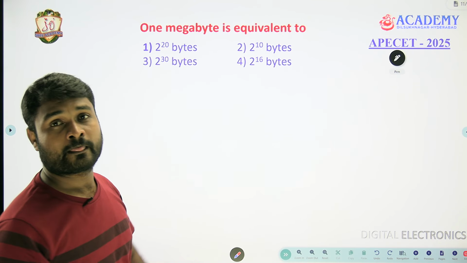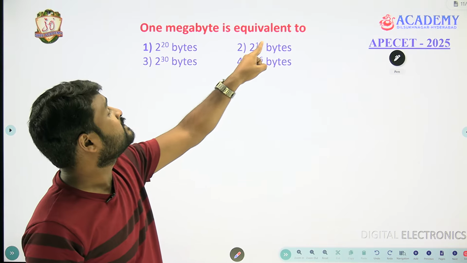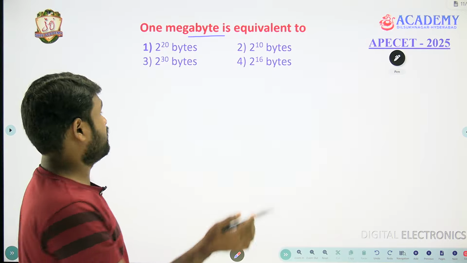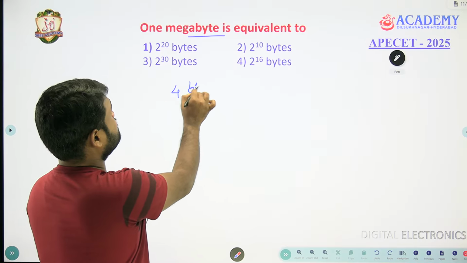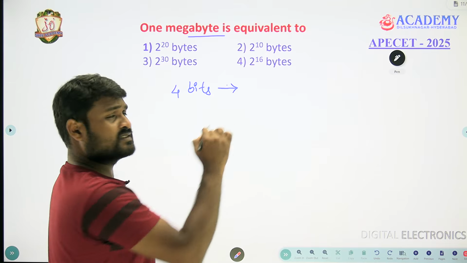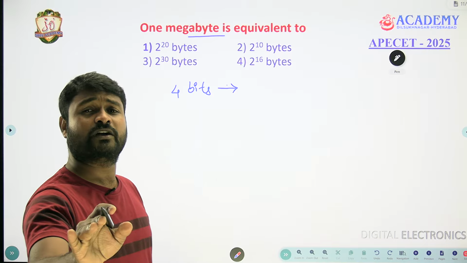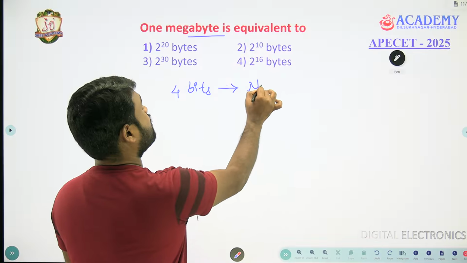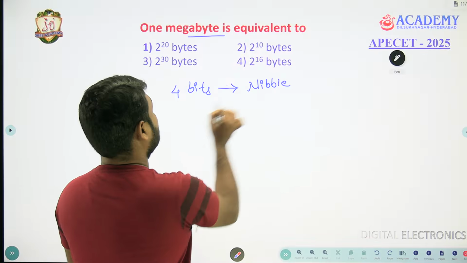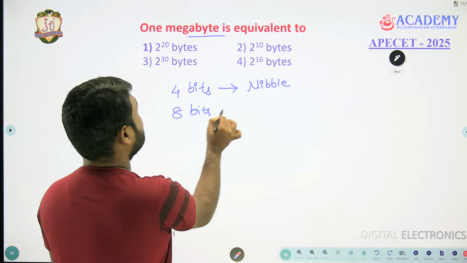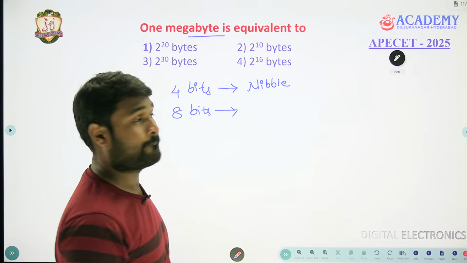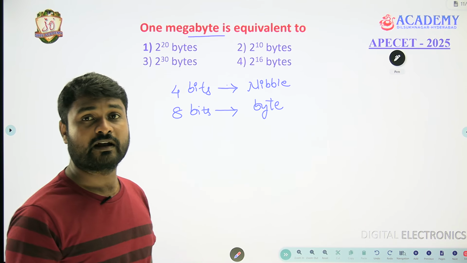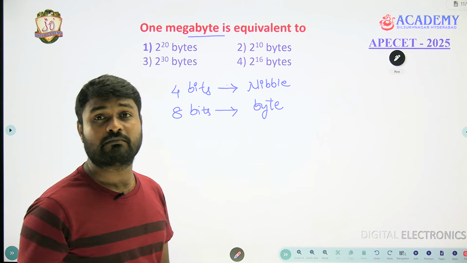Look at this question. 1 megabyte is equivalent to 2 to the power what? Wow, what a small question he has asked. Simple. Here we know 4 bits are called a nibble. 8 bits is a combination called a single byte. 1 byte, 8 bits is nothing but 1 byte.